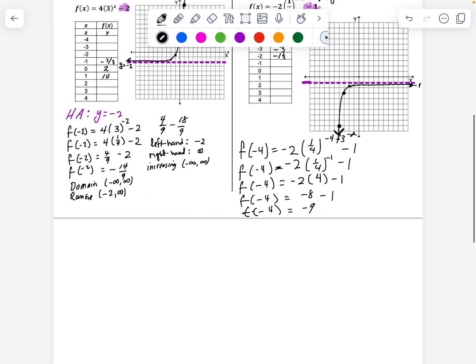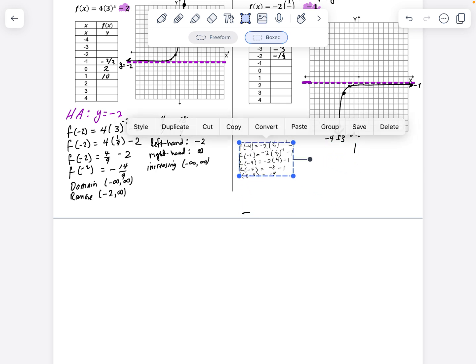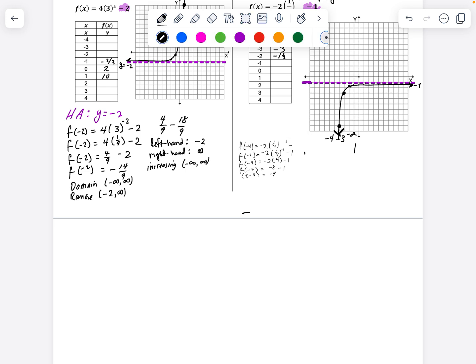So our domain, let's make this a little bit smaller, just because we've written all over everything. Our domain is negative infinity to infinity. Hope you're seeing a trend there. Our range this time is coming from negative infinity and not getting any larger and not touching negative 1. Our left hand is going towards negative infinity, and our right hand is going towards negative 1.